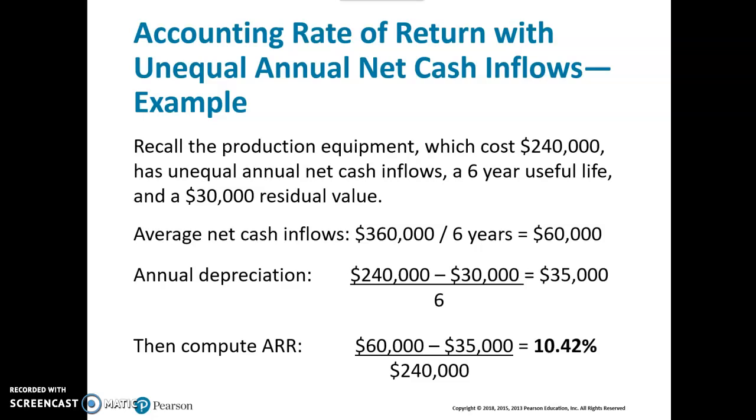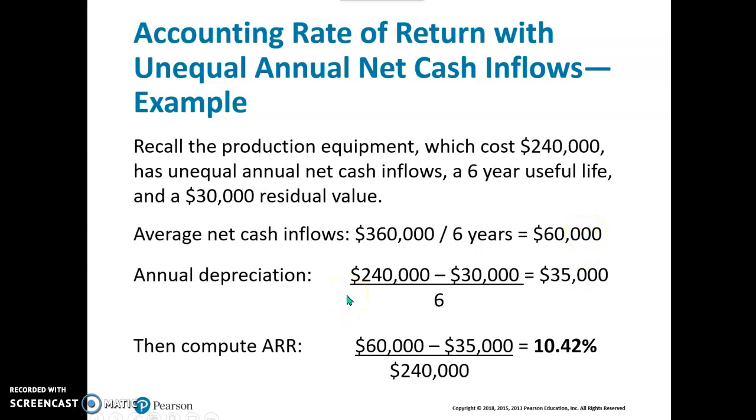Now here's the other example. This is the production equipment with unequal net cash inflows. Okay, so the cost was $240,000, unequal annual net cash inflows, a 6-year life, and a $30,000 residual value. So that residual will affect your depreciation calculation. So the average net cash inflows are $360,000 divided by 6 years. I think that's the total, 360 divided by 6 years, so that's $60,000 a year.